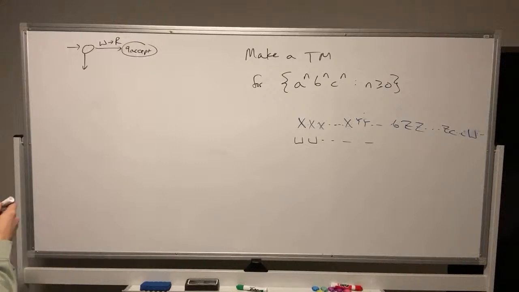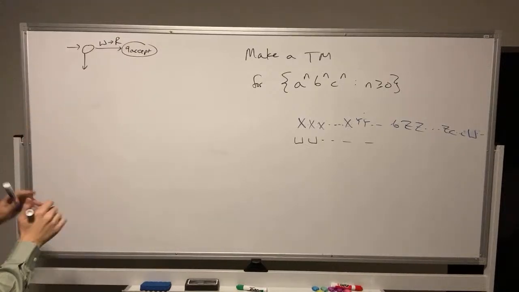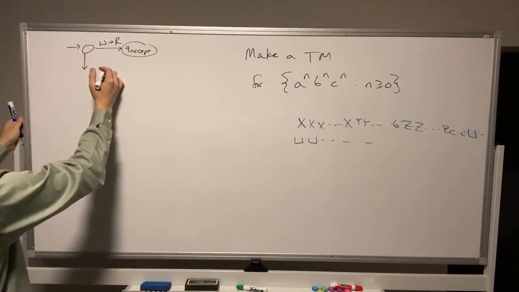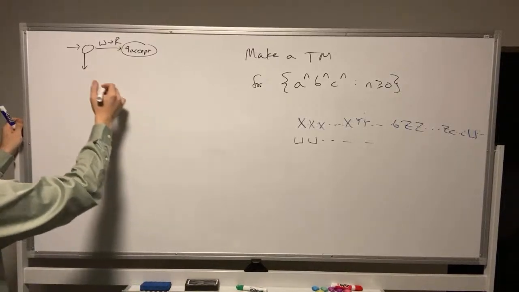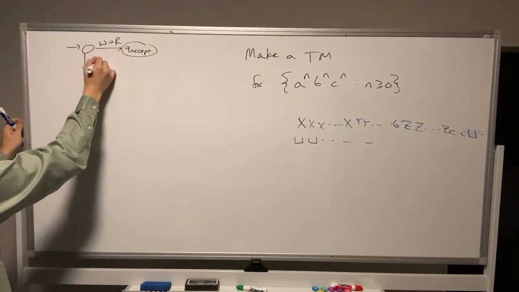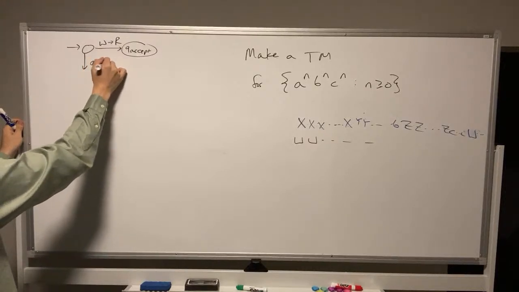Actually, yeah, okay. So there's a lot of different design decisions we can make here. So what I'm going to do is immediately mark one of the A's. So A is going to be changed to an X and move right.